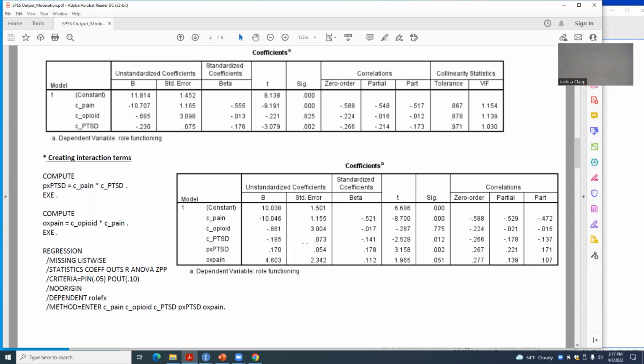Okay. And if we go through and Matt, if we talk about this coefficient for pain, what does this coefficient for pain represent?